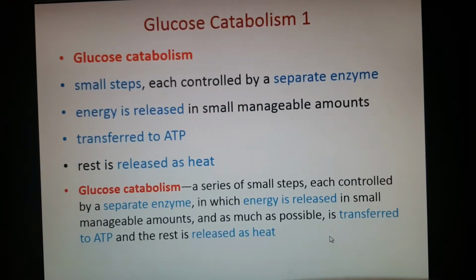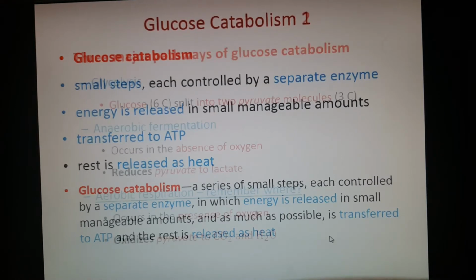So here's the definition of glucose catabolism, the bullet point version, and here's everything together in one sentence. In glucose catabolism, there are small steps throughout the whole process that are controlled by separate enzymes. Through the actions of those enzymes, they release energy in small amounts, which is then transferred to ATP. This isn't a perfect process, so some of the energy is released as heat versus being transferred to ATP, but that still helps our body maintain its core temperature.